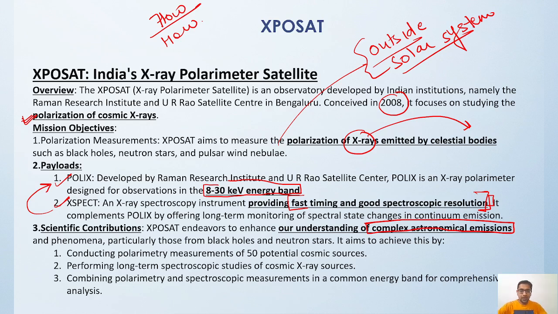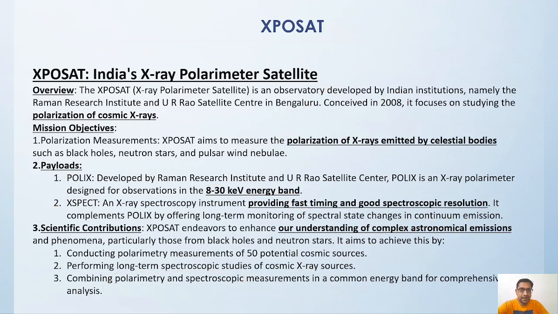The aim of this XPoSat satellite is to conduct a polarimetry measurement of 50 potential cosmic sources. We have already identified the sources from where we have to measure this. Then we will also be doing a long-term spectroscopic study of the cosmic X-rays, and combining polarimetry and spectroscopic measurement in the common energy band. These are some of the technical things, and we are not going too deep into that. We just need to know the meaning of that satellite and why it has been launched.